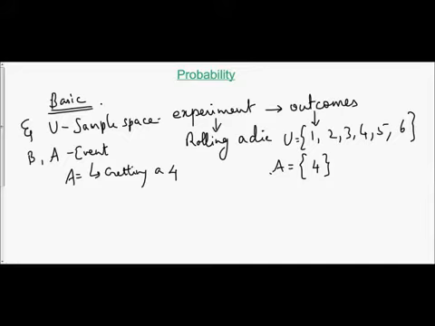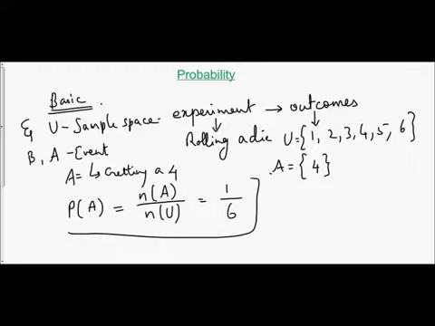Okay, now what does probability of A mean? Probability of A is the probability of getting a 4 when a die is rolled. The definition for this is the number of elements in set A divided by the number of elements in set U. Here it is 1 over 6. This is a very basic definition of probability: n of A divided by n of U. So what you have to do is know how many elements are there in U and how many elements are there in A, and you just need to divide them.